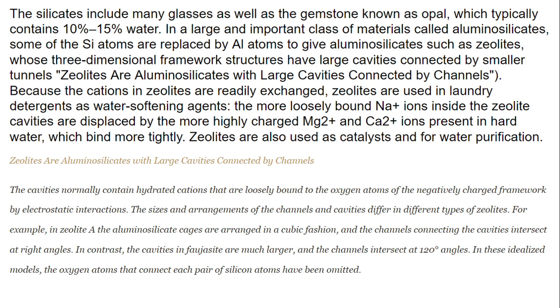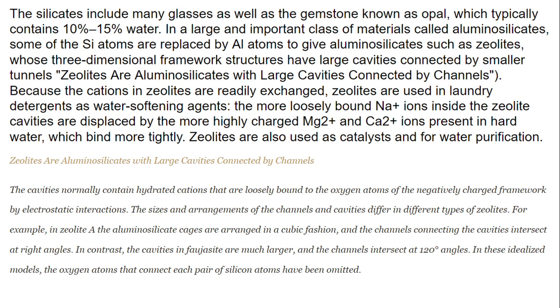aluminosilicates such as zeolites, whose three-dimensional framework structures have large cavities which are connected by tunnels. Zeolites are aluminosilicates with large cavities connected by channels. Because of the cations in zeolites, they are readily exchanged, and zeolites are used in laundry detergents as water softening agents because of their tunnel property.